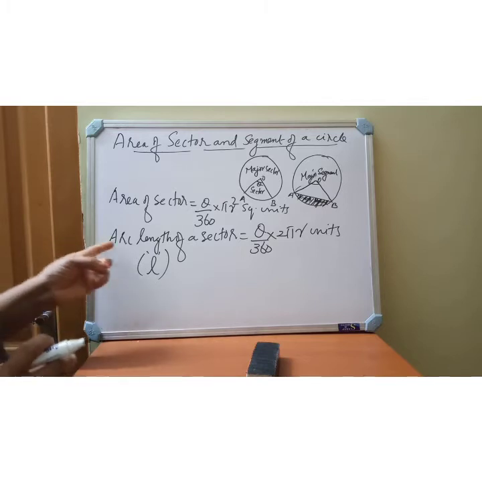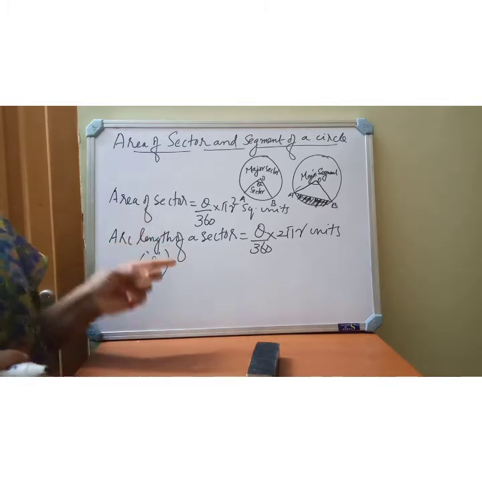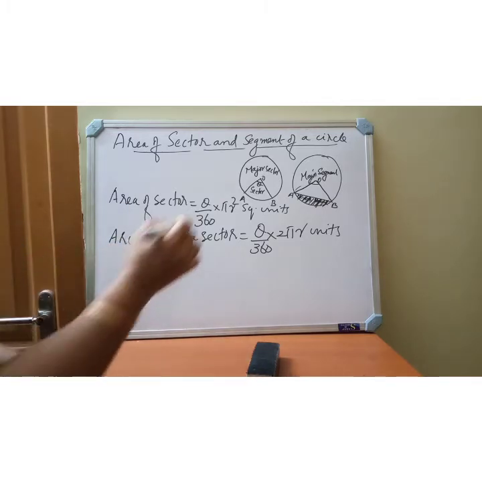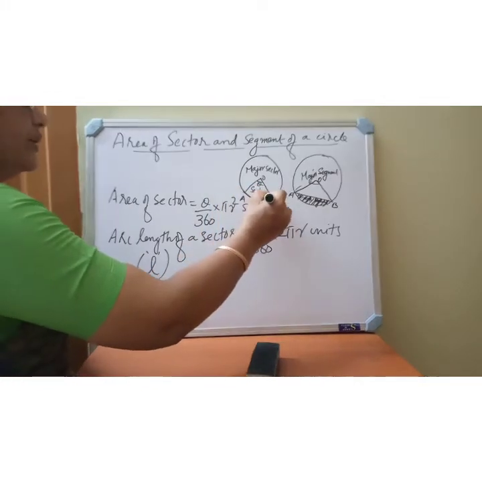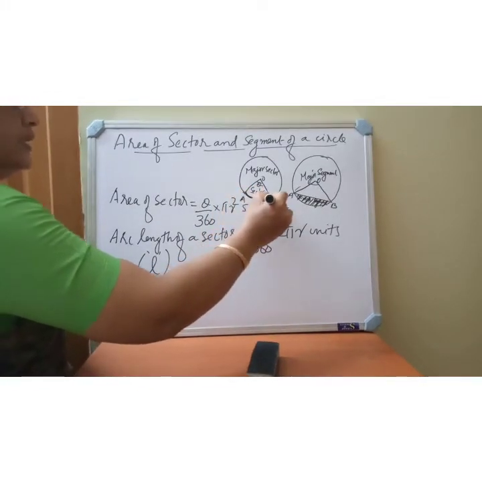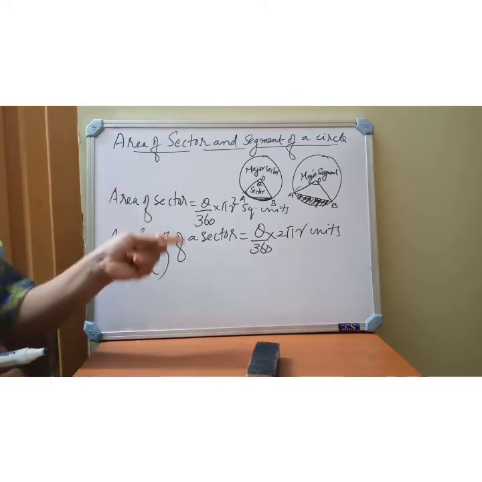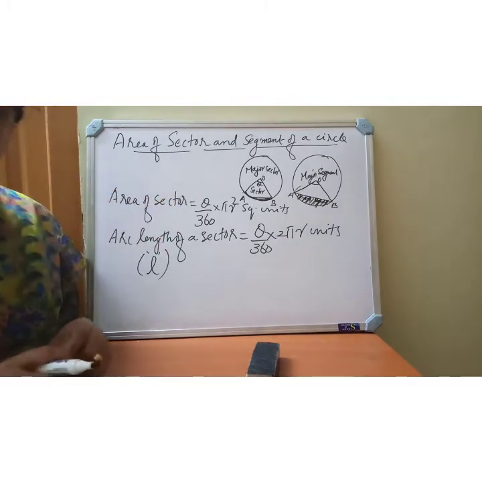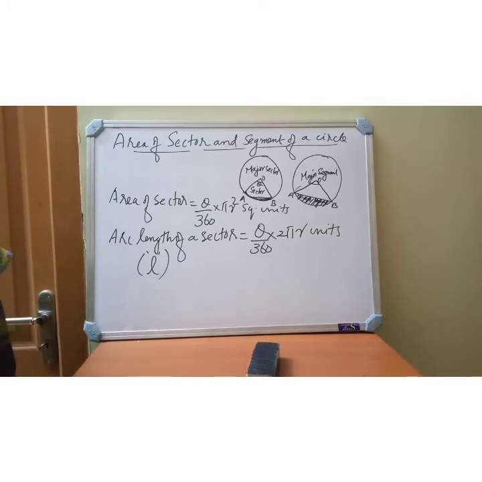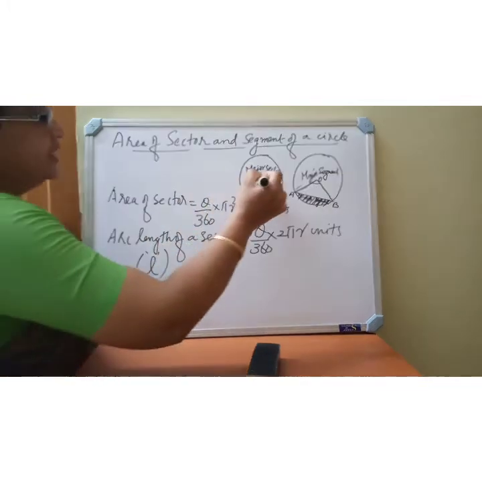Okay, so what is meant by arc length? Arc length is same as length of arc of a circle. This one, this distance only, this is the arc length. Okay, so arc length of a sector is theta by 360 into 2 pi r units. Area of sector is theta by 360 into pi r square unit. Then perimeter formula also you must write. Okay, so this is the sector part.